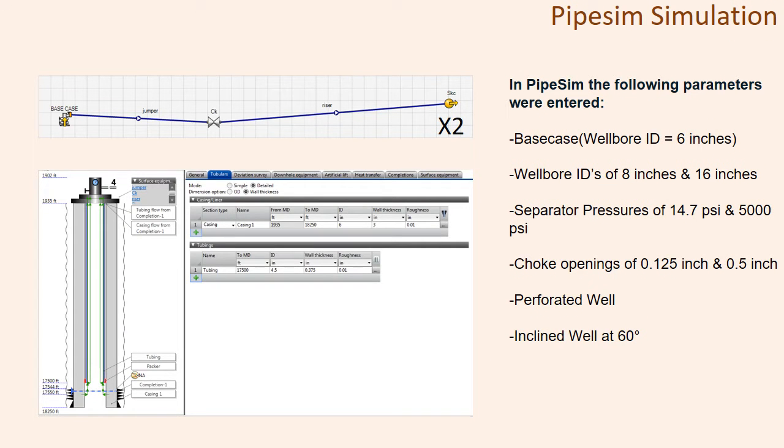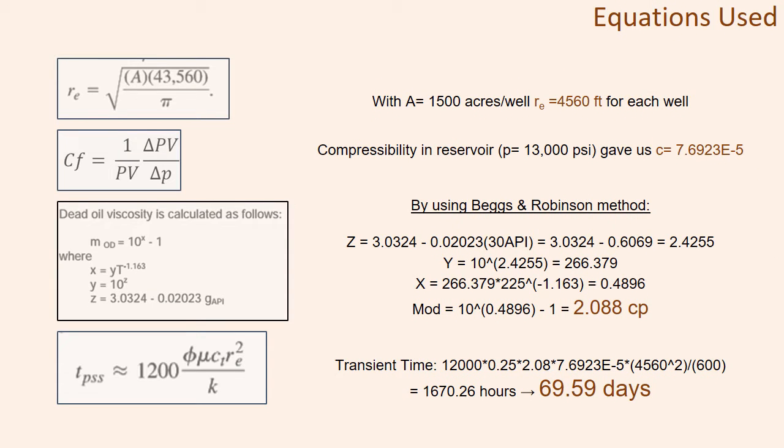With the use of PipeSim, these different sets of parameters will be used to compare with the base case for 10 years in terms of IPR curves, production, and life of wells. There were some assumptions and variables that needed to be calculated, such as external radius, compressibility, viscosity, and pseudo-steady time.